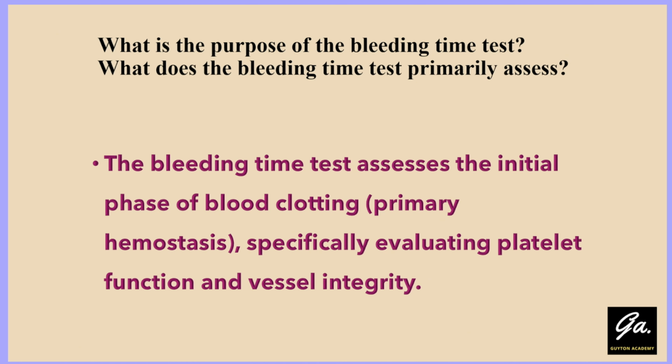What is the purpose of the bleeding time test? Or in other words, what does the bleeding time test primarily assess? Why do we perform the bleeding time test? The bleeding time test assesses the initial phase of blood clotting, primary hemostasis, specifically evaluating platelet function and vessel integrity, because in some cancers, the integrity has been damaged and there is internal bleeding. So we can check the function of the platelets and vessel integrity by using the bleeding time test.